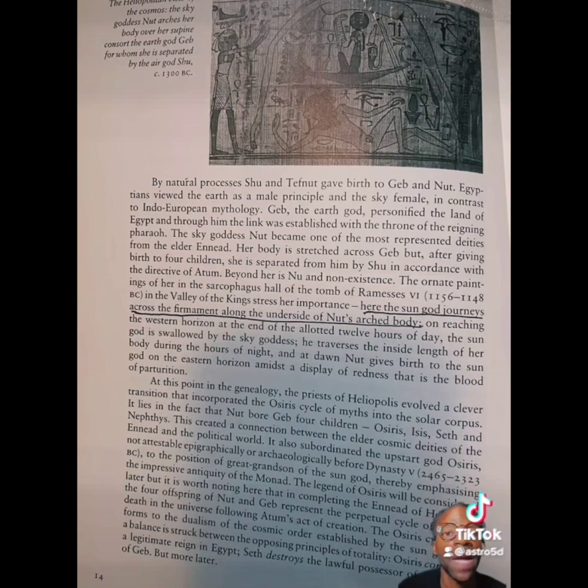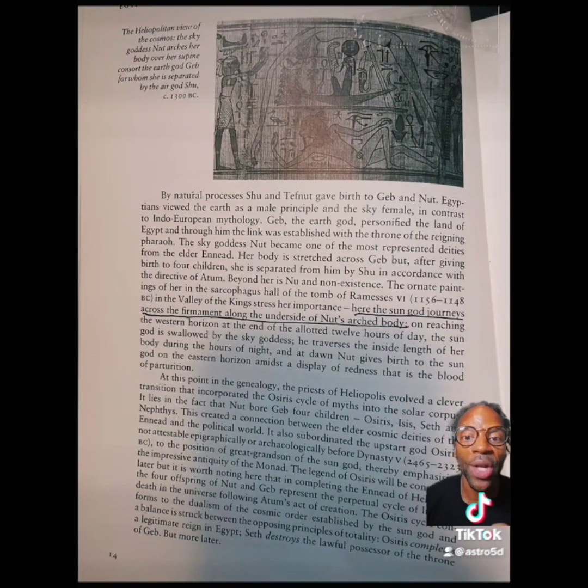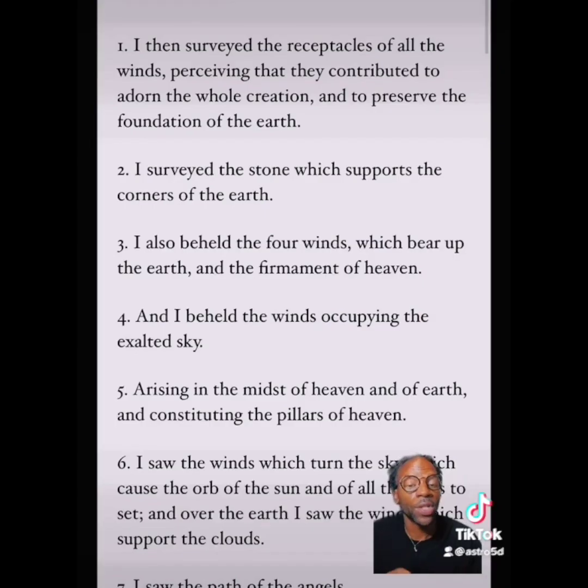Okay, and for sake of time, I'm going to read you one passage from Egyptian myths. It says, "Here the sun god journeys across the firmament along the underside of Nut's arched body." Now we're going to transition over to the complete edition of the Books of Enoch.